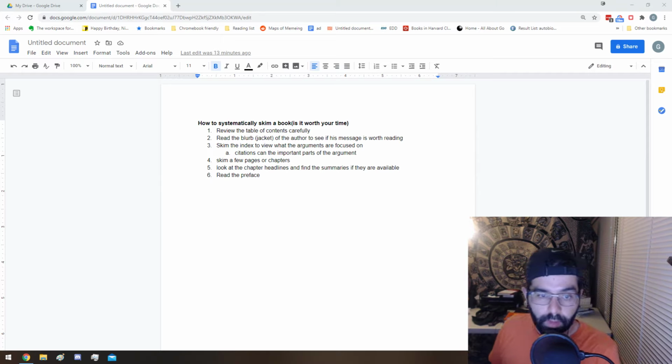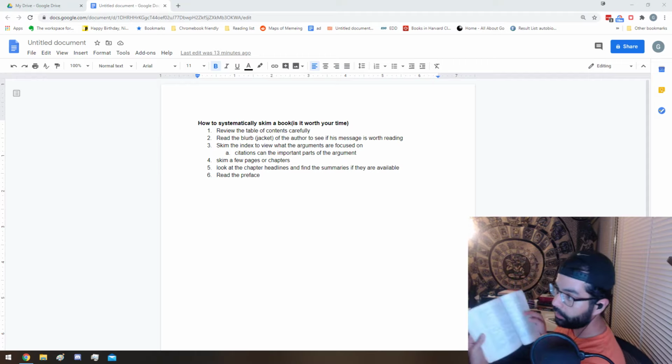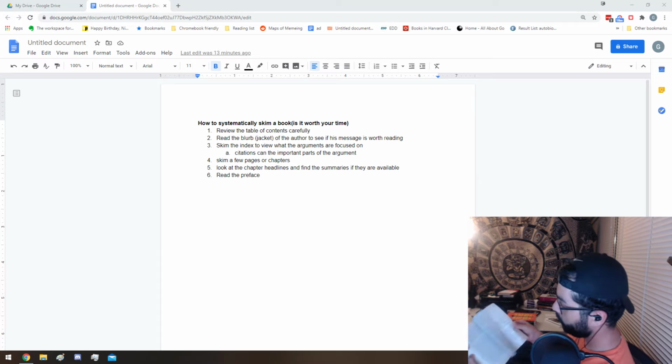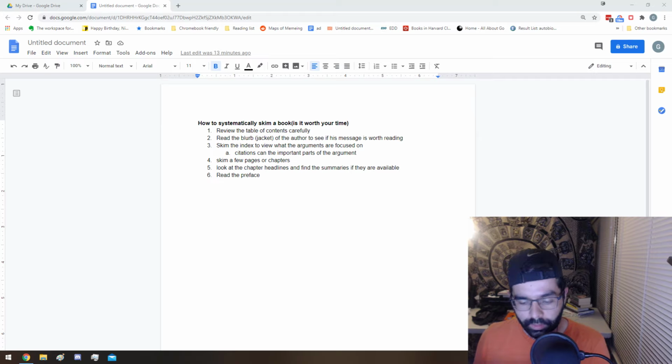Third rule is to skim the index. This one's about 10 pages, I believe. Oh no, it's only 6. 21, 26, yeah. It's only 6 pages. So it's not a lot, but it's in small print.